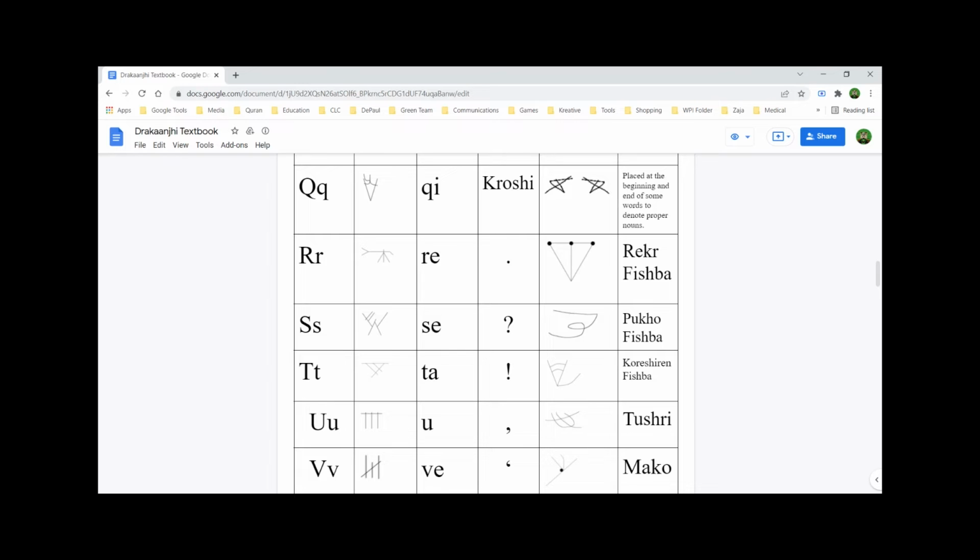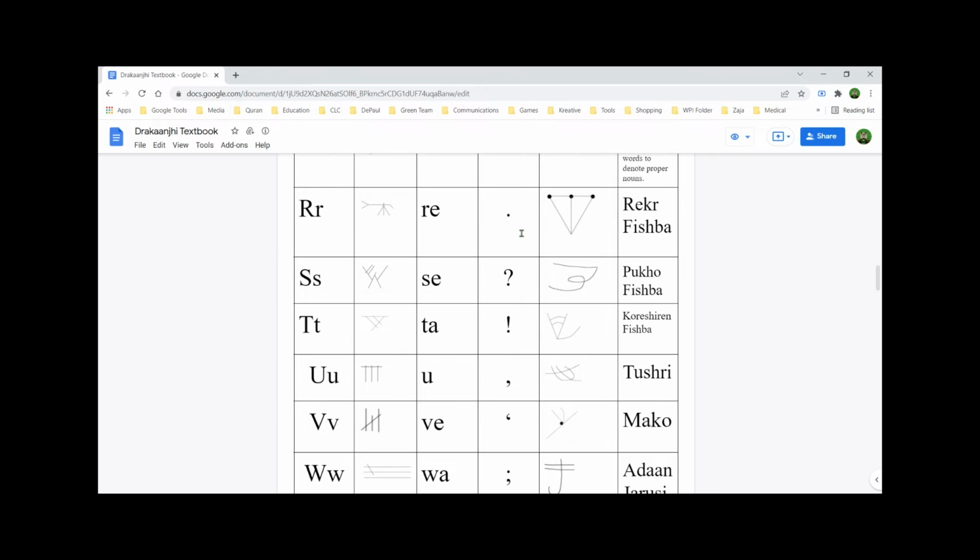Drakaanjhi is a very contextual language, as you will see as this series continues, and because of that, there is a need for certain symbols like these. Now, after the kroshi symbols, here we have the period, which is known as a rekar fishba, a stop mark, and this is used to indicate that a sentence has come to an end, just like a period in English.